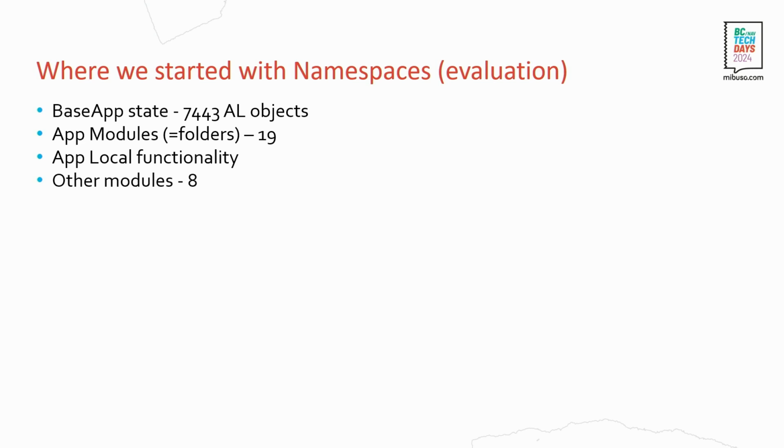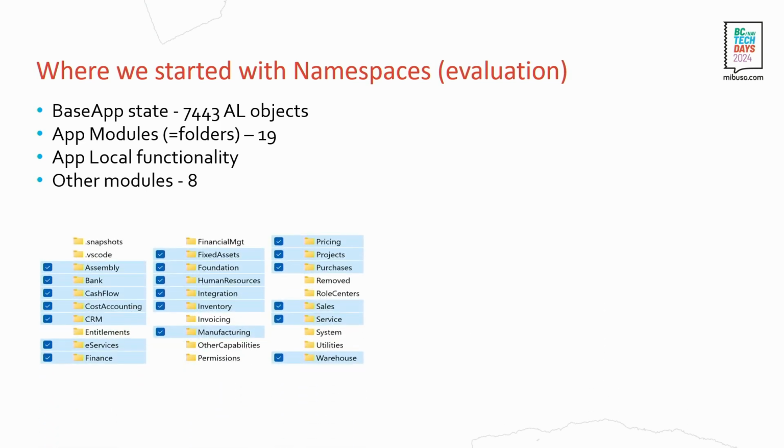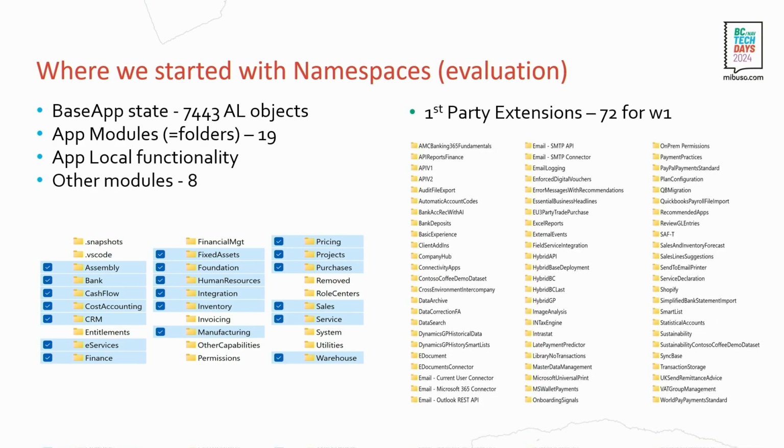We have a pretty large application with a very complex structure and functionality. We have 7,500 objects. We have about 20 application modules, which are organized as folders in base app. And we have a lot of local functionality. We have some other modules. So this is just a picture. And we have 72 first-party extensions, a long list. And we wanted to namespace it all, because if we didn't, then in the future, this is going to be a breaking change for you.